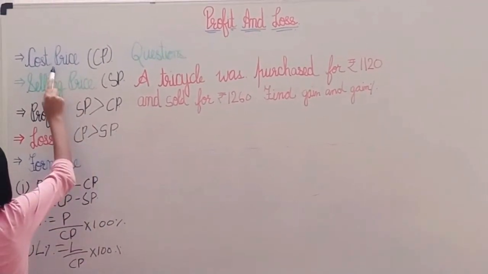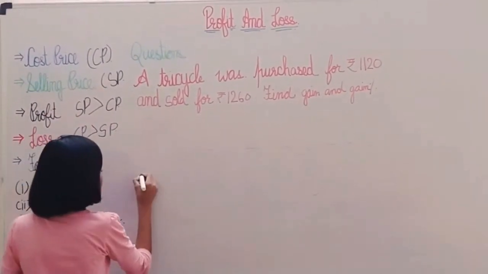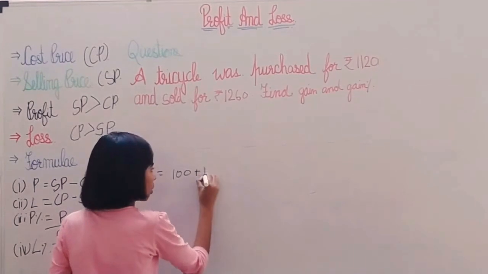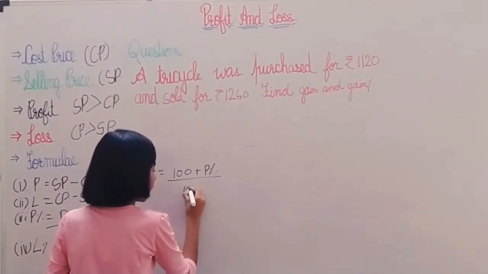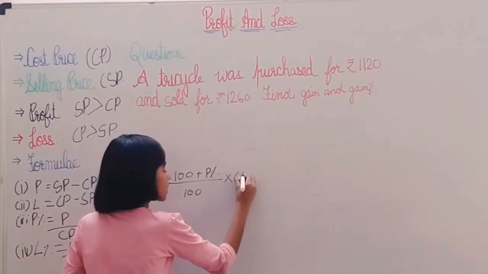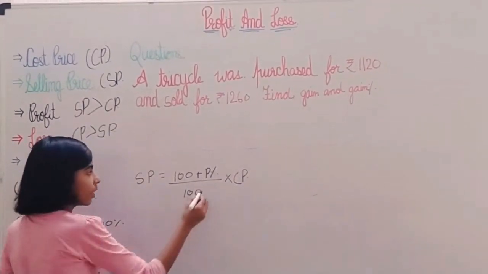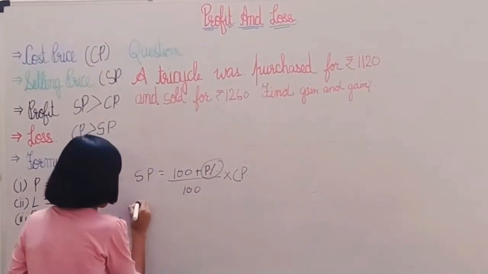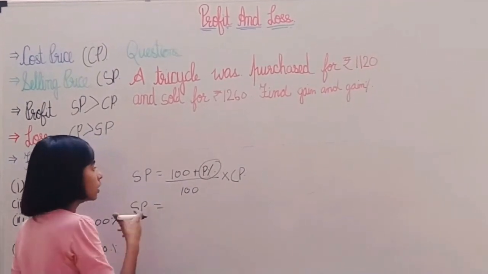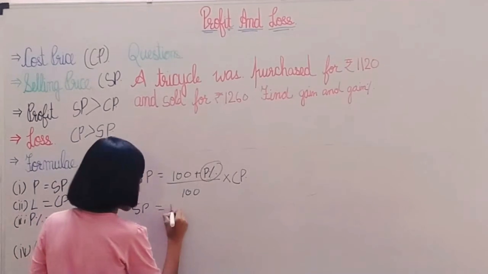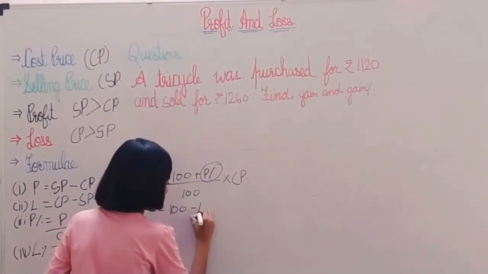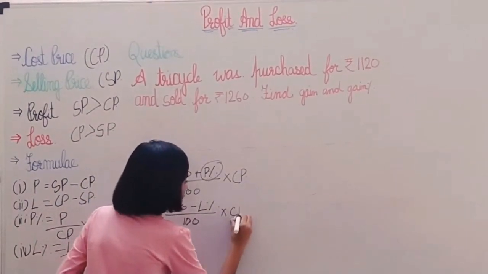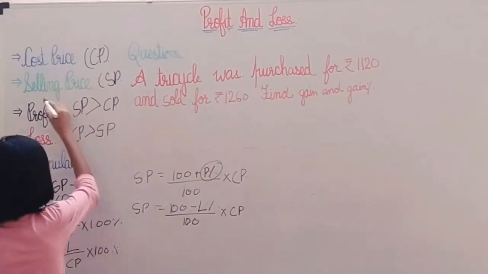Now we are going to find the cost price and selling price. So selling price is equal to 100 plus gain or profit percentage, divided by 100, into CP. And if we are in loss, the formula to find the SP or selling price is 100 minus loss percentage, divided by 100, into CP. And now we have found the selling price.